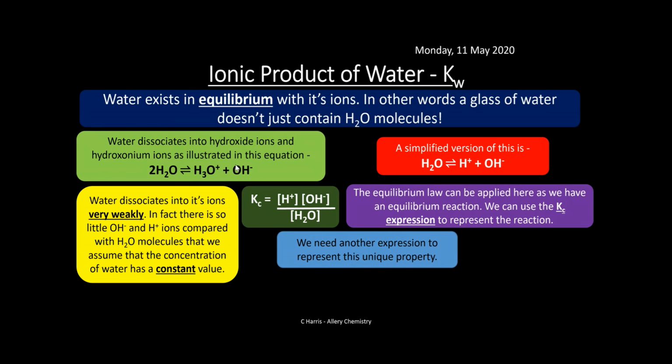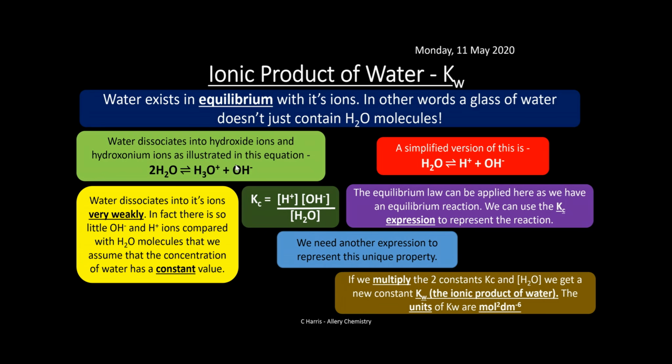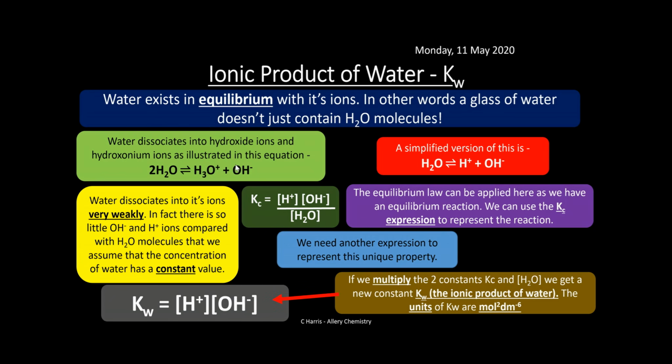So we need another expression to represent this quite unique property of water. If we multiply the two constants, Kc and the concentration of water, then we get a new constant, which is Kw, the ionic product of water that we've seen before. It always has the units mol² dm⁻⁶. And there it is. That's the equation you've seen before when working out the pH of a strong base. So this is where it actually comes from. This is why we call it the ionic product of water, and it's just looking at the chemistry behind that.